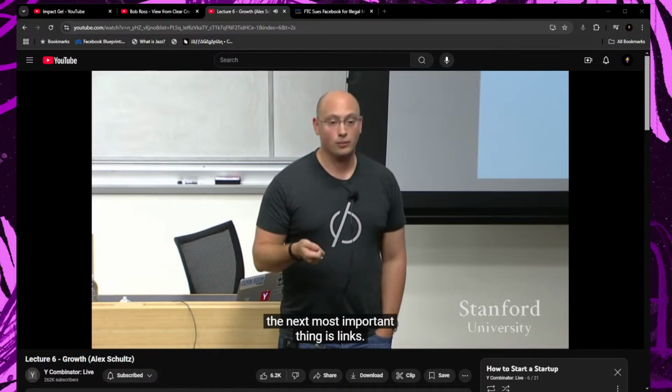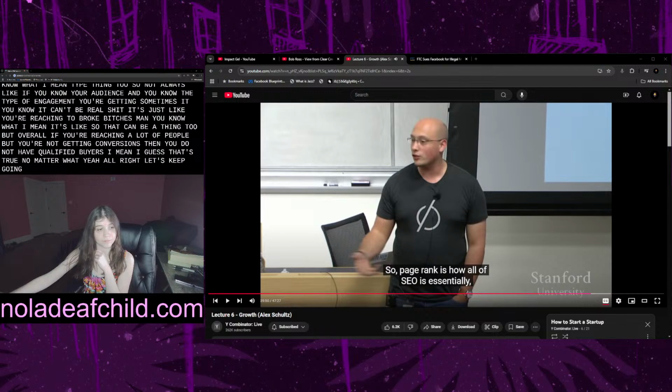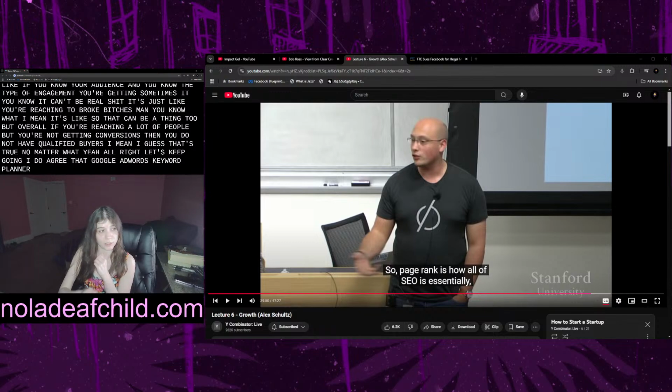Once you've done that, the next most important thing is links. So page rank. I do agree that Google AdWords Keyword Planner is the best tool to use.